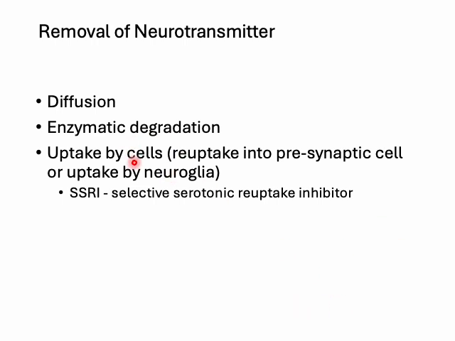Or we can actually pump it back up by the same neuron that released the neurotransmitter. We can suck it back up like a vacuum cleaner. And this is basically selective reuptake. And I find the word reuptake a little bit confusing because it's almost like redundant. But it is bringing it back inside the cell.